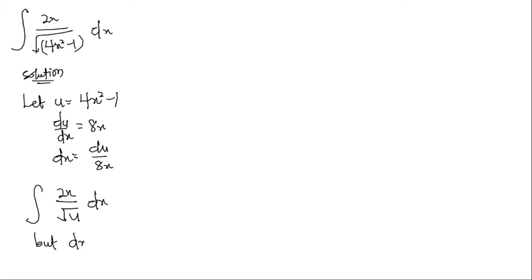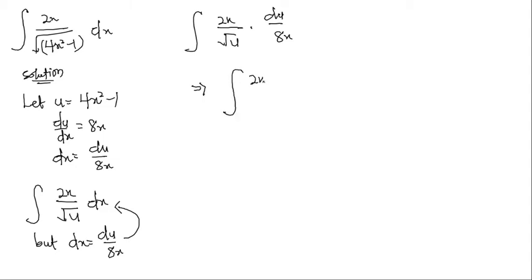But we made dx the subject and we said it is equal to du on 8x. So if we substitute this in place of this, we get the integral of 2x on root of u multiplied by our dx, which is now du on 8x. Now from simple mathematics, I can rewrite everything over here as 2x on 8x multiplied by du on root u.